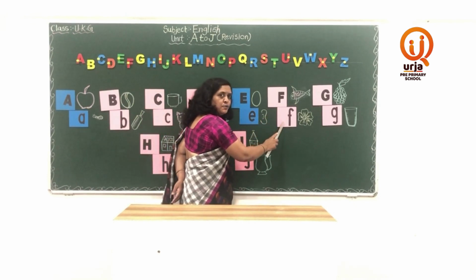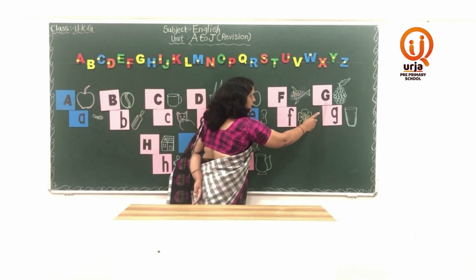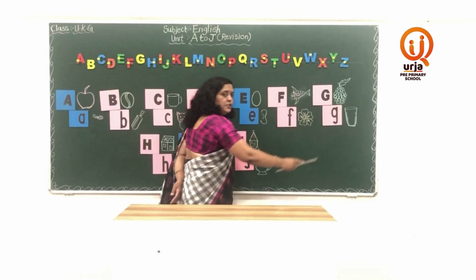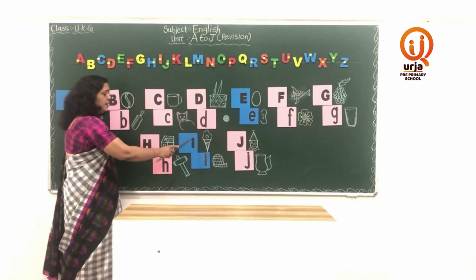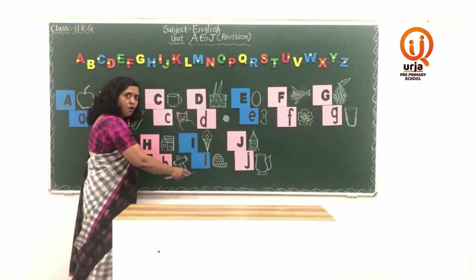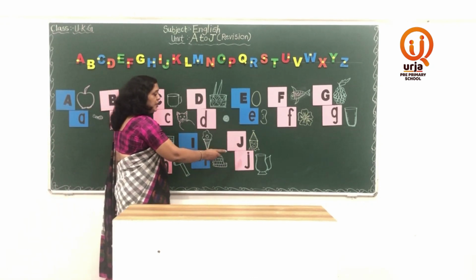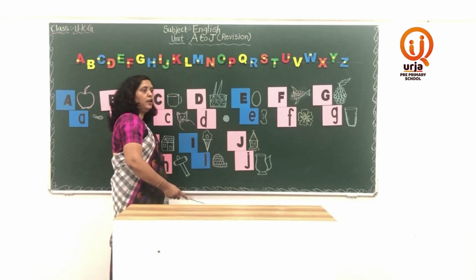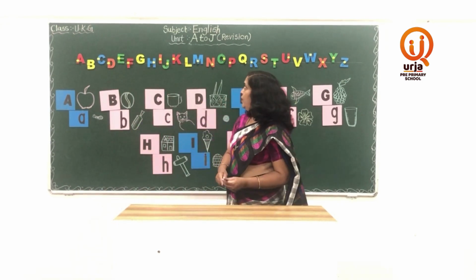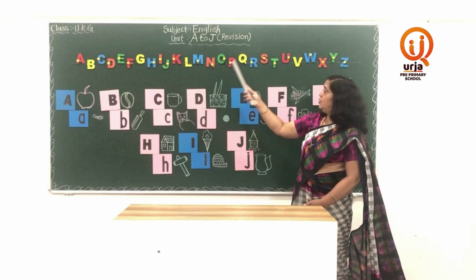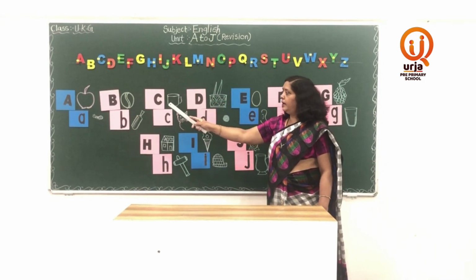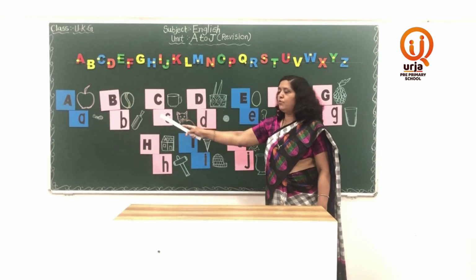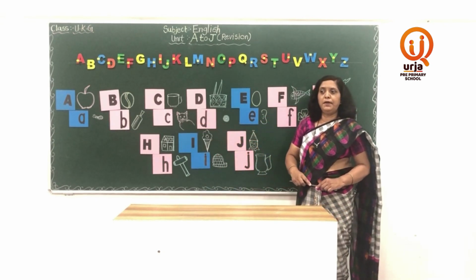Capital F, small f. Capital G, small g. Capital H, small h. Capital I, small i. Capital J, small j. So students, what have we learned today? A to Z. Then the rhyme on it. Again, capital A and small a along with the pictures.